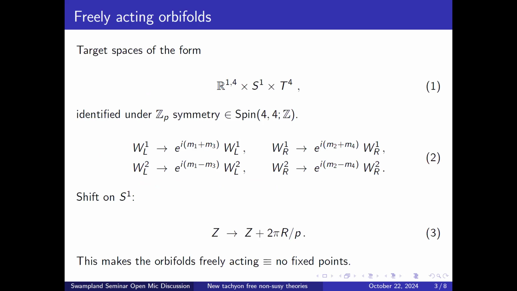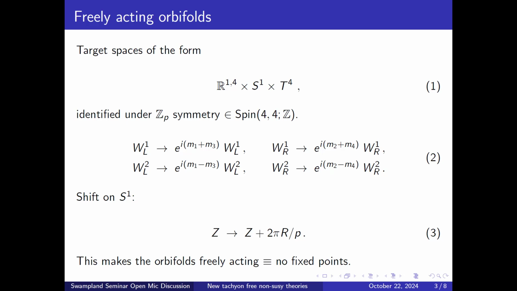For this talk, I will focus on orbifolds with the following target space. So we have a 5-dimensional Minkowski space times a circle times a 4-torus, which is identified under the action of a discrete Z_P symmetry, which we take to be an element of the T-duality group of the 4-torus. Z_P is a cyclic group of order P. Specifically, the orbifold acts by rotations along the 4-torus and by a shift on the circle.